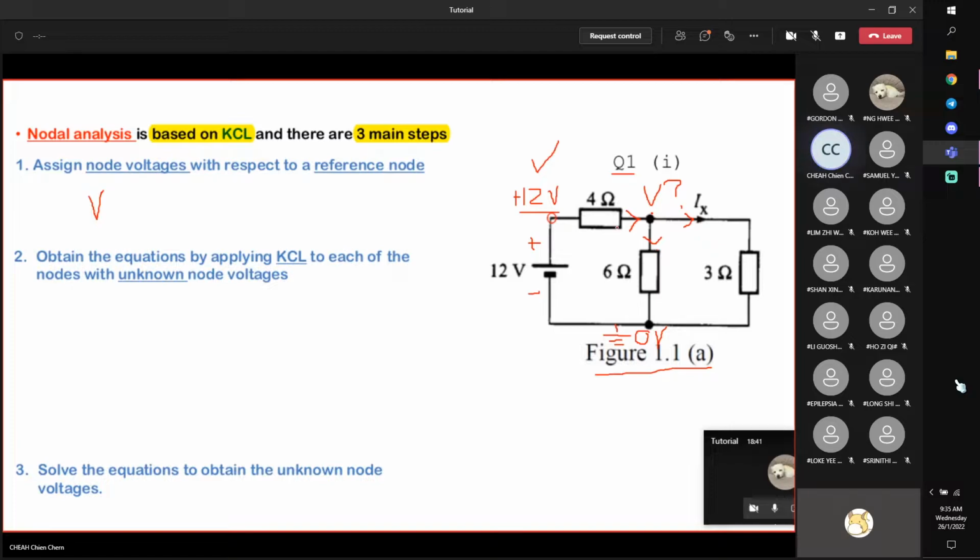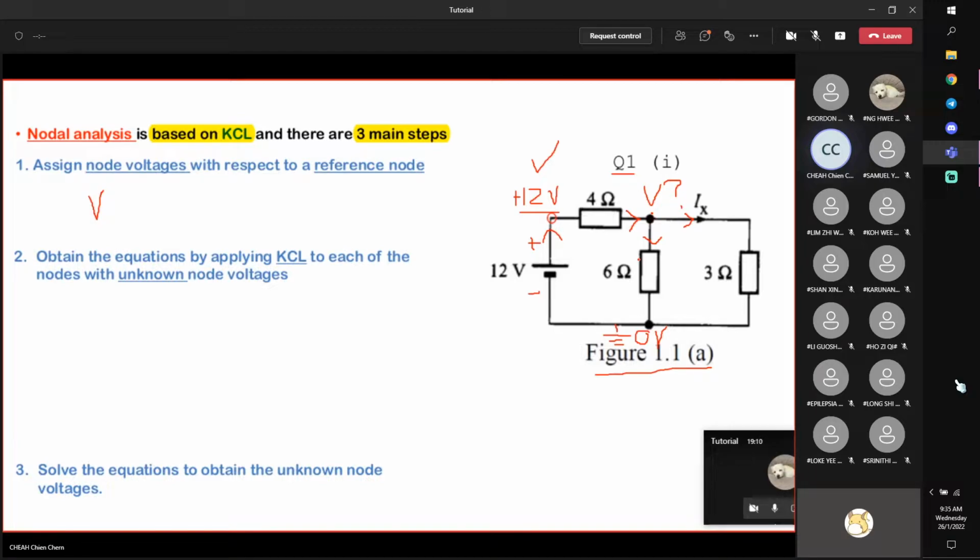For example, I will assign this way: current entering from the source. It's likely that it is correct because current will leave from the positive terminal. Now the other two is likely correct if V is positive because it will flow from a higher voltage to 0 volts. Even if I have assigned wrongly, what will happen is that you'll get a negative value, which tells you that it should be the other way around.